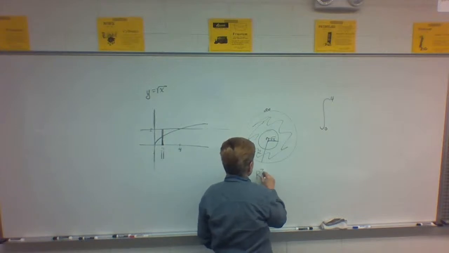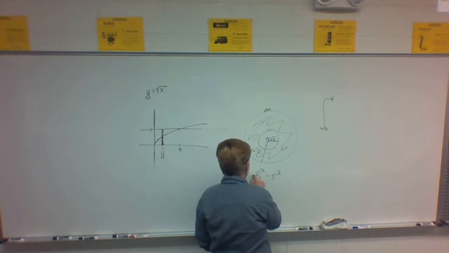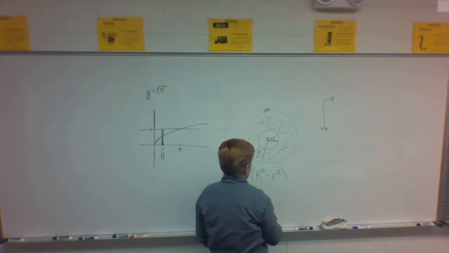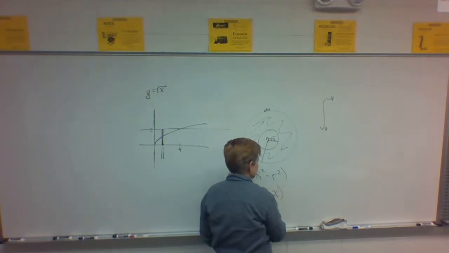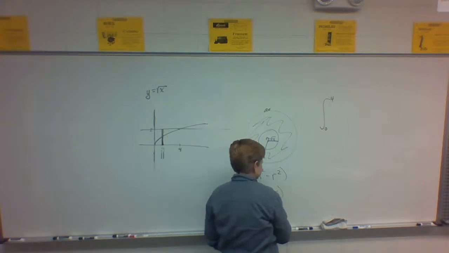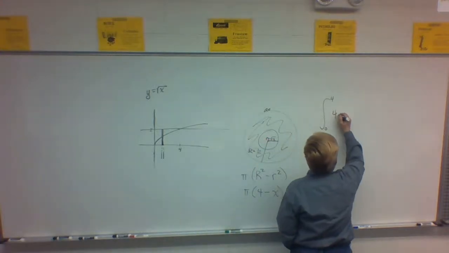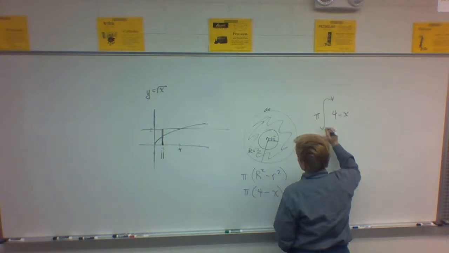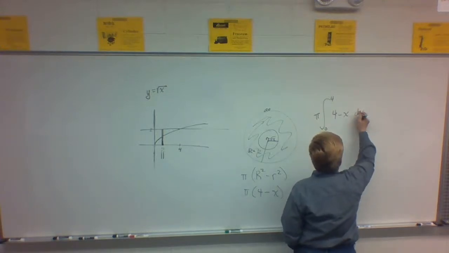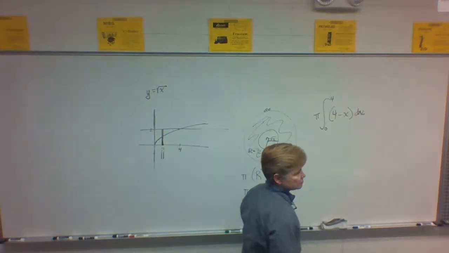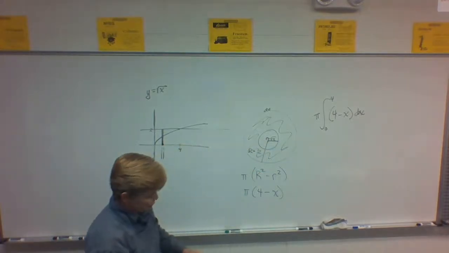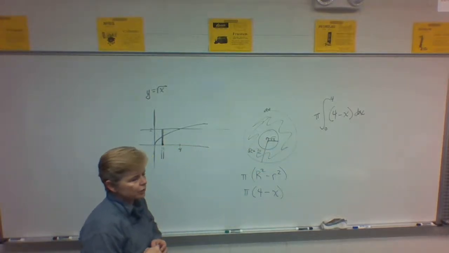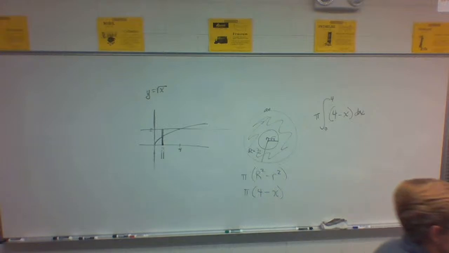It's R squared minus r squared times pi, right? Yes. Which is pi times 4 minus x. That's a very happy thing. Don't forget your pi, dx. Turns out pretty nice. You could do that one by hand easily. It does not require you to, but you could.